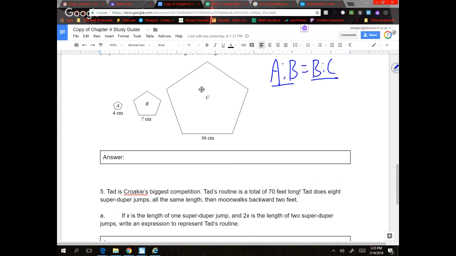It's talking that the ratios must be the same. So I know A is 4. And then the problem said it could be 9. Okay, that has to be the exact same thing as 9 to 36.